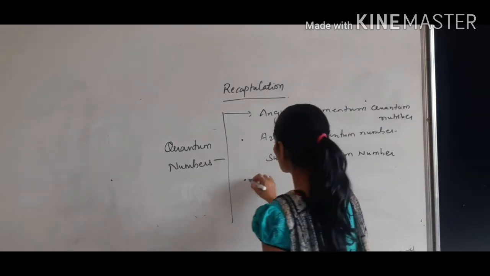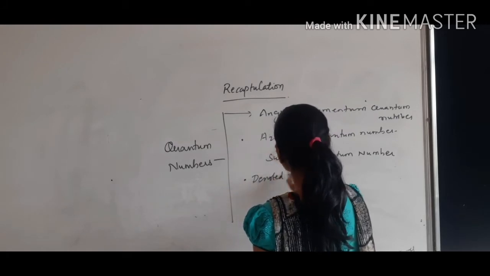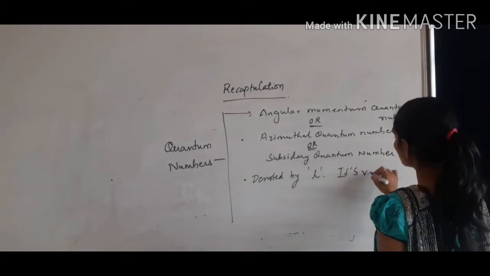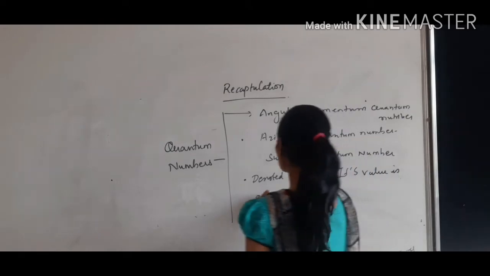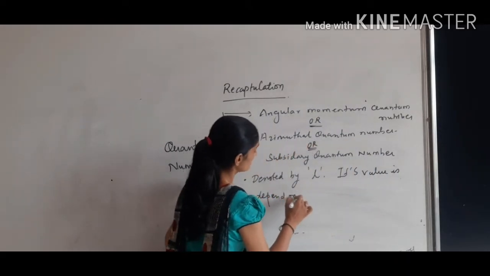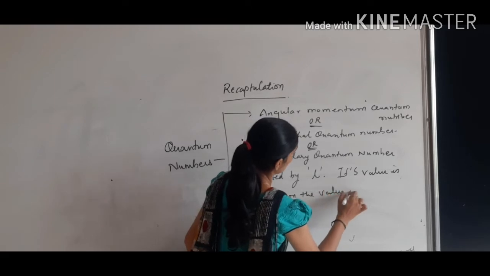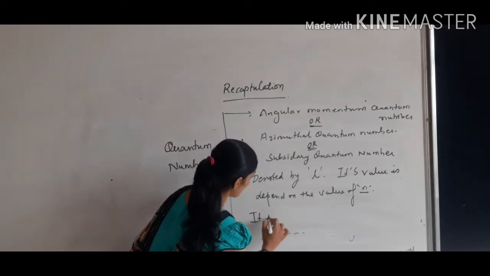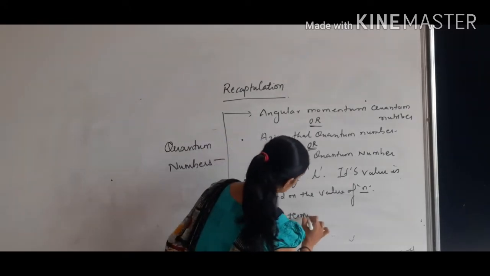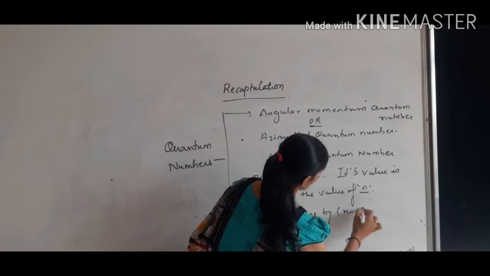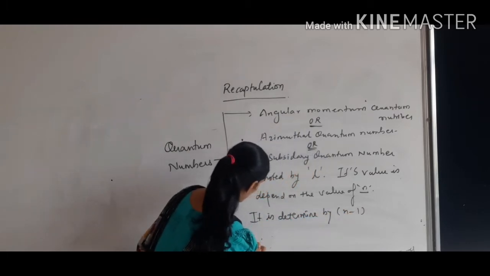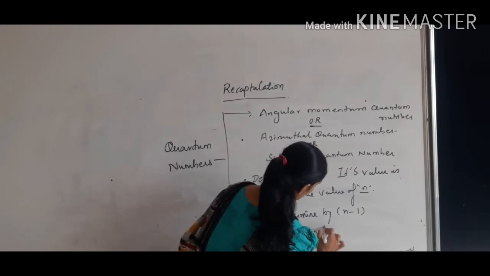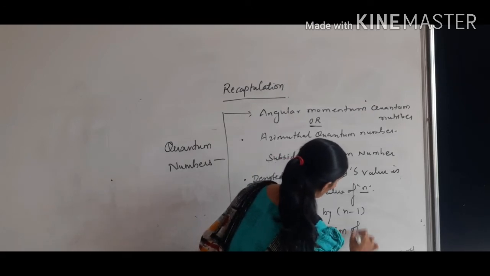Now, how is it going to be denoted? It is denoted by small l. Its value depends on the value of n, that means the principal quantum number. It is determined by n minus 1. So it tells about the notation or generation of orbitals.